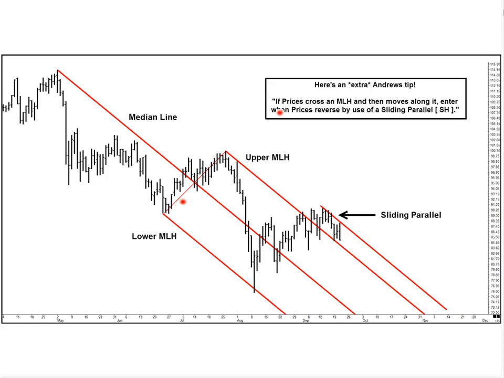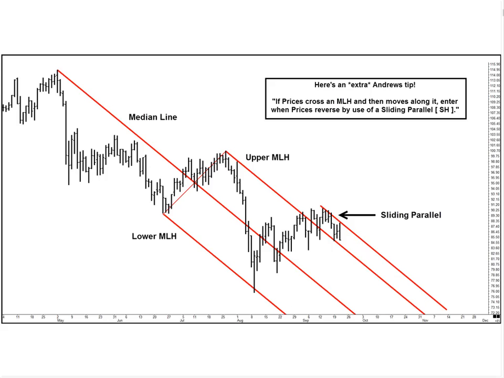If price crosses a median line, this is called a median line parallel. This would be the median line parallel. If price crosses it and then begins to move along it, like it is here, we call this trading the switchback. Big fancy move for moving along it. Enter when price is reversed by the use of a sliding parallel, which in the shorthand would be SH. The shorthand for this upper parallel or this lower parallel would be MLH, for median line parallel.